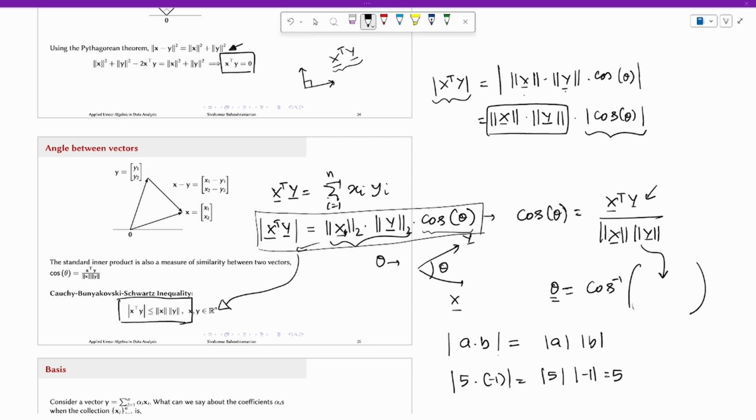That's essentially this inequality, which is a very important and useful inequality. It's usually called Cauchy's inequality, but there are 3 people associated with it. It means the absolute value of the inner product will always be less than or equal to the product of the individual lengths of the vectors.